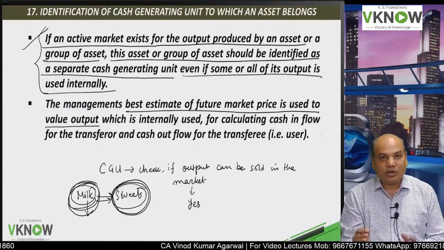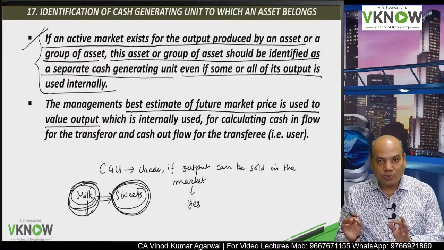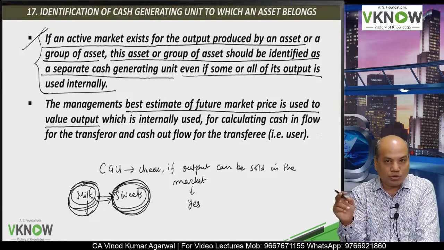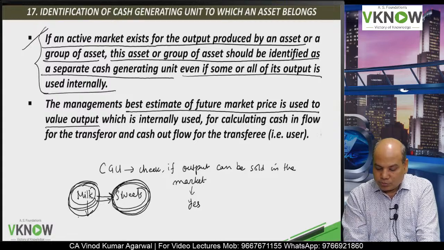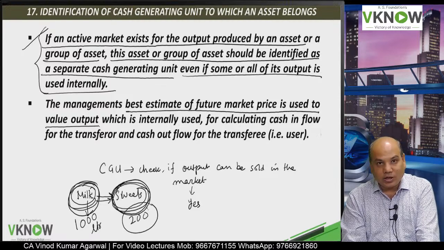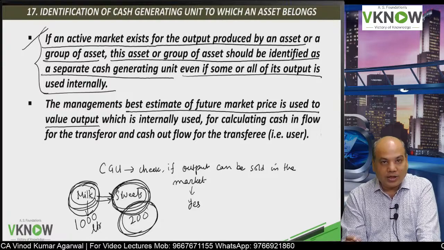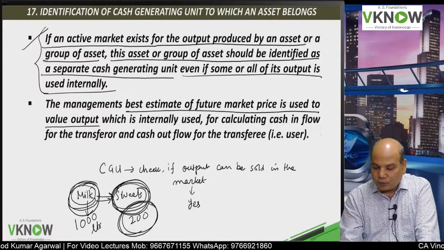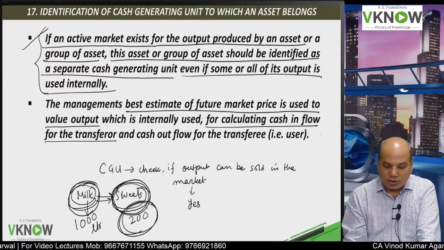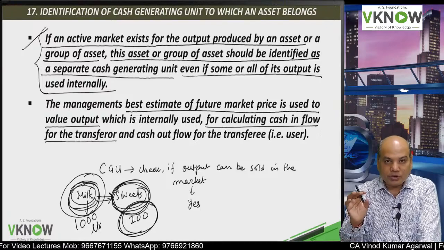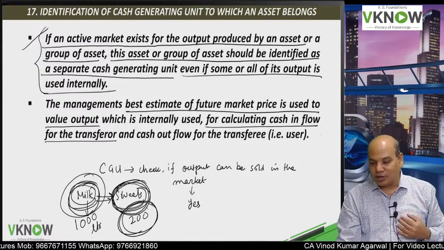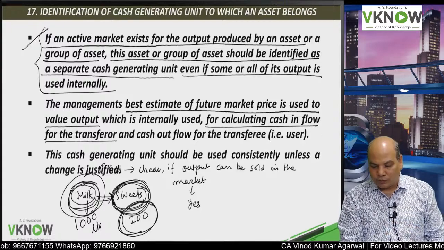So the milk department will value or calculate cash flow based on the market value of that output, even though some of the output is used internally. Suppose they produce 1000 liters, and 200 liters are consumed internally. They are going to value this 200 liters also at the market price for the purpose of computing cash flow of the transferor and transferee. For the milk producing department, it will be treated as inflow. For the sweet department, which is buying from the milk department, it will be treated as an outflow.